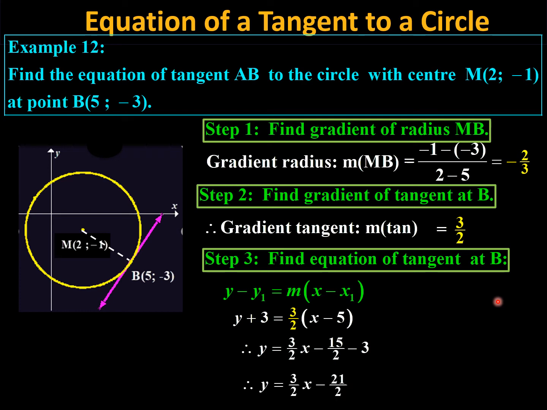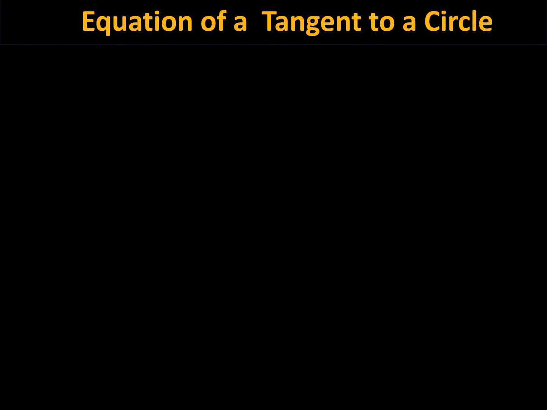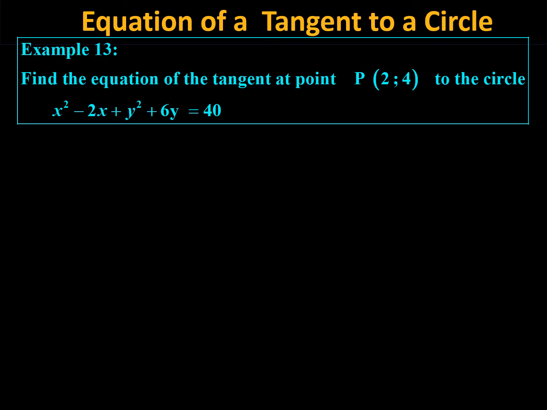Be careful, don't substitute the incorrect point of contact. And we remove the brackets there, and we end up with that. We can see it is a positive gradient, and you can see the y-intercept is going to cut somewhere on the negative side, and we do have a negative value there. Let's look at another example. It will be slightly different.